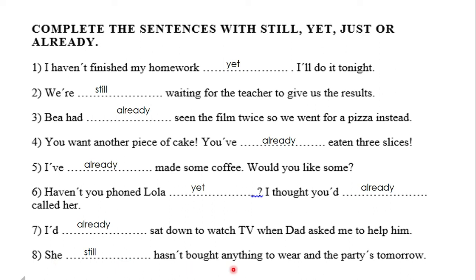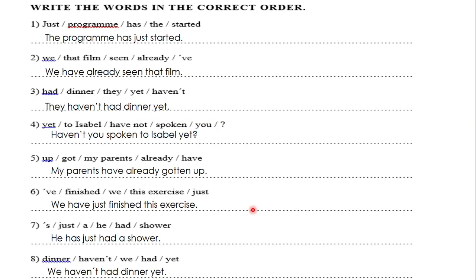She still hasn't bought anything to wear on the parties tomorrow. In the present perfect, still is used before the auxiliaries hasn't or haven't. En el present perfect, still es utilizado con oraciones negativas, antes del haven't o hasn't. And let's go to the last exercise. Write the words in the correct order.